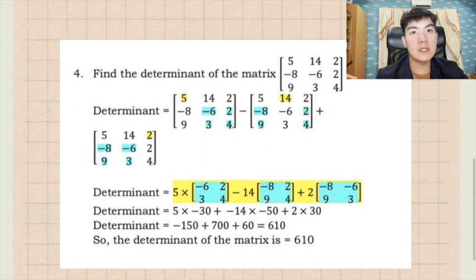To find the determinant, we take 5 from the first one times negative 6, 2, 3, 4, which are taken from the blue highlight. And then negative 14 from the yellow highlight times the blue highlight, which are negative 8, 2, 9, 4, plus 2 from the yellow highlight times the blue highlight, which are negative 8, negative 6, 9, and 3. So the determinant is 5 times negative 30 plus negative 14 times negative 50 plus 2 times 30. The determinant equals negative 150 plus 700 plus 60, which equals 610. So the determinant of the matrix is 610.